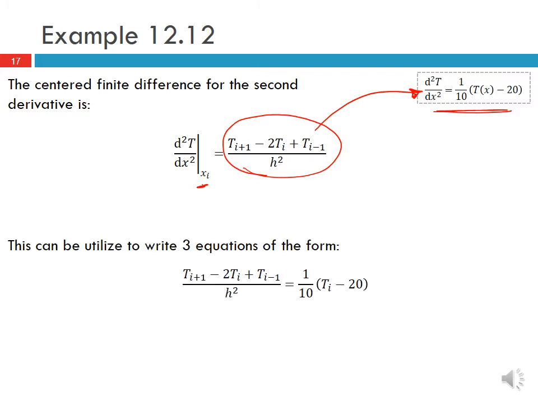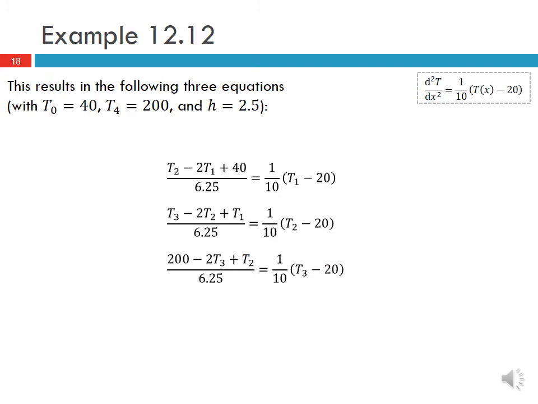So this can be used to write three equations of the form shown here. So (Ti+1 − 2Ti + Ti−1) divided by h² is equal to everything on the right hand side here. So 1/10 Ti − 20. So this results in the following three equations where, again, we've put in our boundary conditions. T0 is equal to 40, T4 is equal to 200, and we're using the step size h is 2.5. So when i is equal to 1, we get this equation. When i is equal to 2, we get this equation. And when i is equal to 3, we get this equation.